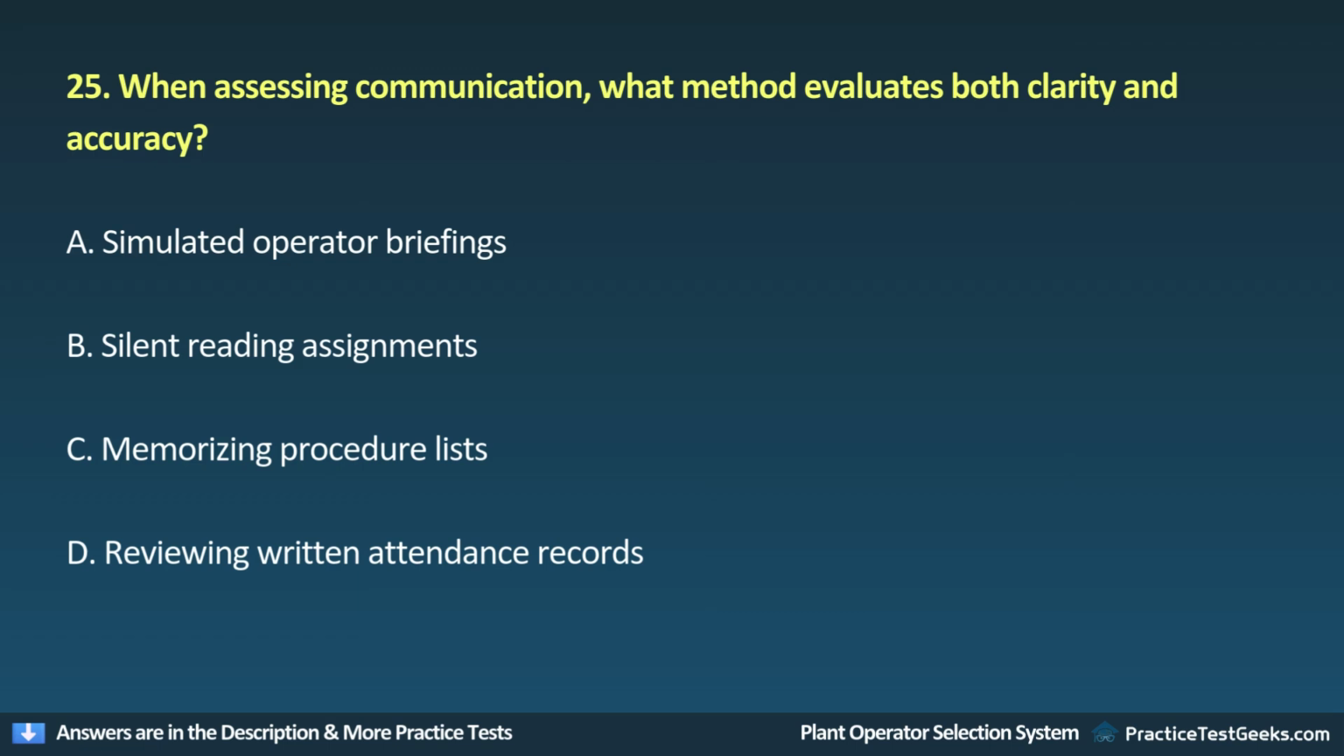25. When assessing communication, what method evaluates both clarity and accuracy? A. Simulated operator briefings. B. Silent reading assignments. C. Memorizing procedure lists. D. Reviewing written attendance records.